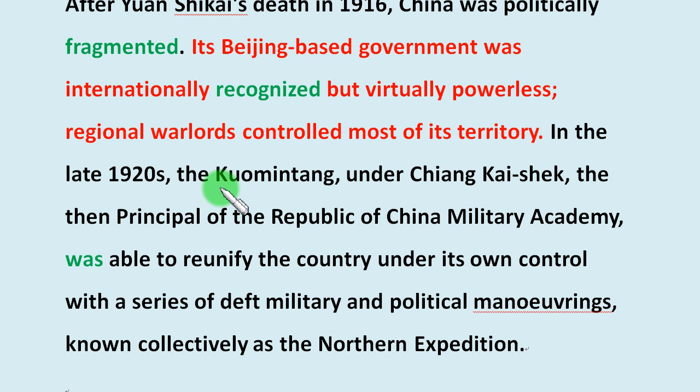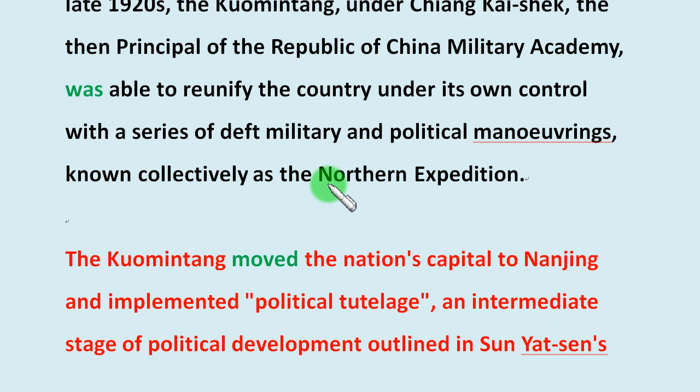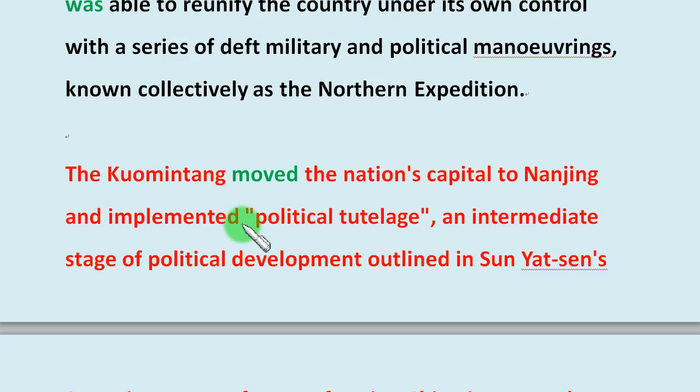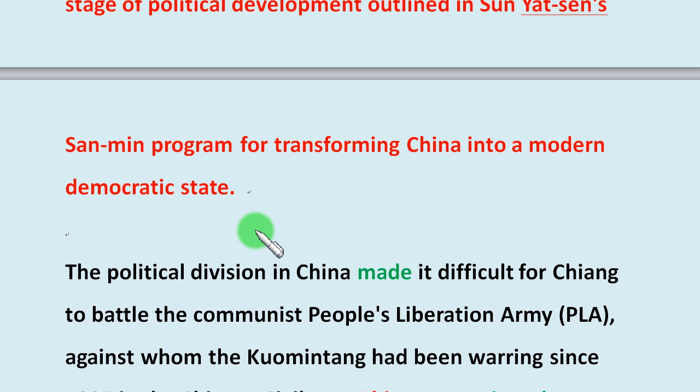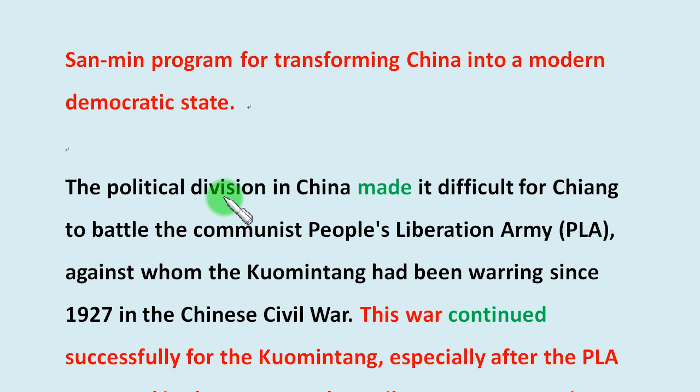In the late 1920s, the Kuomintang under Chiang Kai-shek, the then principal of the Republic of China Military Academy, was able to reunify the country under his own control with a series of adaptive military and political maneuverings, known collectively as the Northern Expedition. The Kuomintang moved the nation's capital to Nanjing and implemented political tutelage, an intermediate stage of political development outlined in Sun Yat-sen's Three Principles of the People program for transforming China into a modern democratic state.